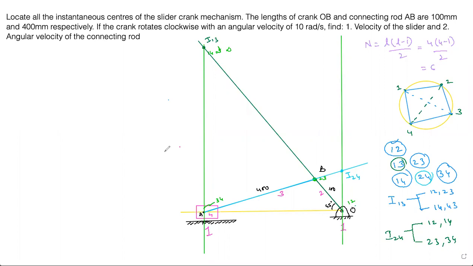Now I just need to check what I need. I need the velocity of slider 4, right? So I need V4 and I need the angular velocity of the connecting rod, which is omega 3. Before doing anything, let's find omega 3 since it's easy to find. You know omega 2, you need to find omega 3. So take I center 2 3 because you know one value, right?